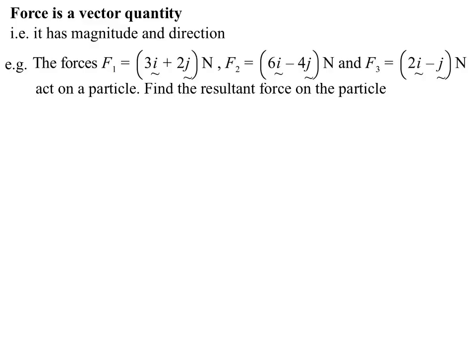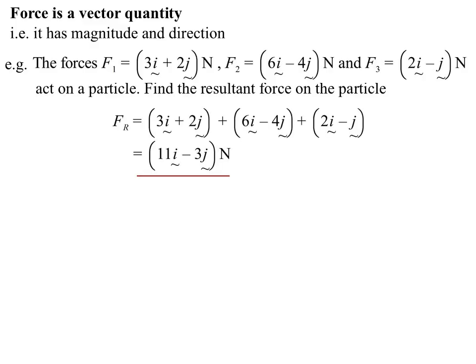We want to find the result of all these forces. What would it look like? You've got to remember, resultant force is not an actual force that exists. It's the result of all the other forces acting together. And so here, it would appear that we've got this force happening, 11i minus 3j.